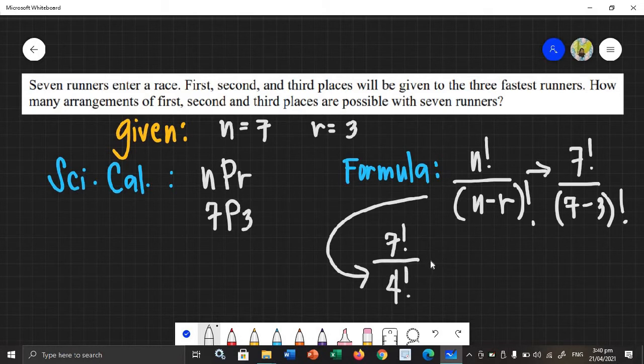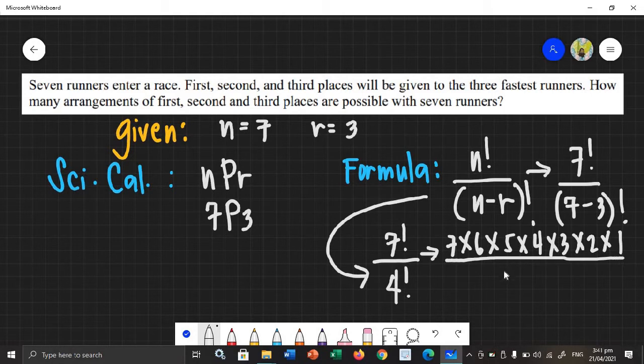So, yung factorials nasa scientific calculators nyo din, yung exclamation point, no? Pero if you want to manually solve this, 7 factorial is written simply as 7 times 6 times 5 times 4 times 3 times 2 up until 1 all over 4 factorial, which is 4 times 3 times 2 times 1. Okay? So, the answer will be 210.